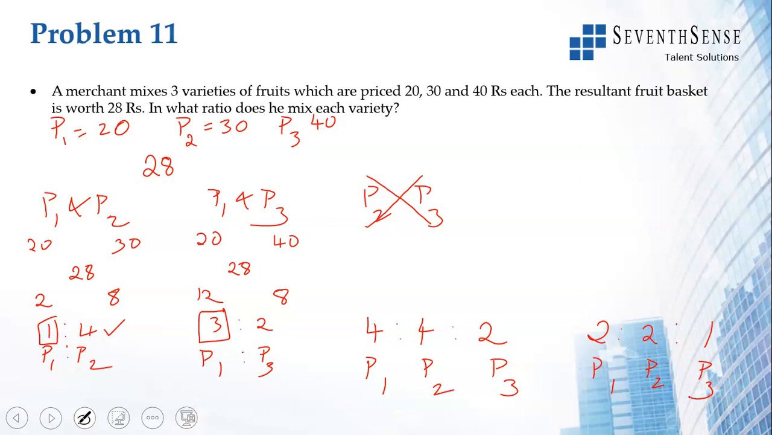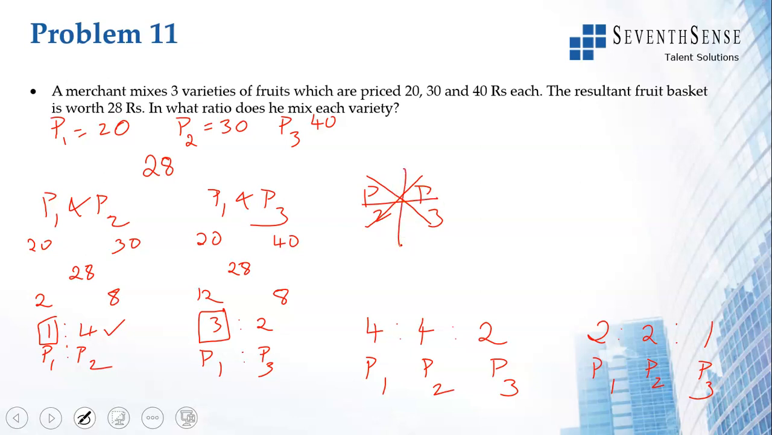So now we've gotten 28. Then you take the combination of two of those varieties such that at least one of those prices is lesser than the mixture price and the other price is greater than the mixture price. Okay, take two such combinations. The third one will not be possible. So here you can't do P2, P3 because if 30 and 40 are mixed, you will never get the price 28. So you don't take this. This is not to be taken.